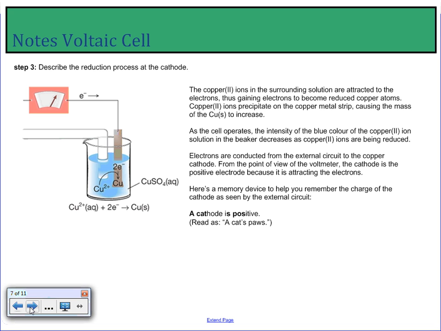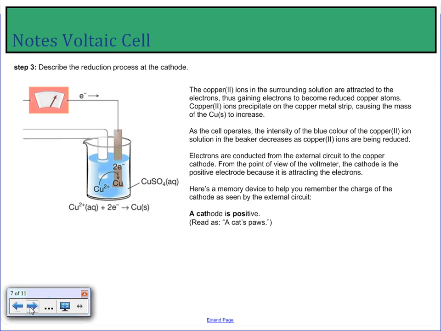Describe the reduction process at the cathode. The copper 2+ ions in the surrounding solution are attracted to the electrons, thus gaining electrons to become reduced copper atoms. Copper 2+ ions precipitate on the copper metal strip, causing the mass of the copper to increase. As the cell operates, the intensity of the blue color of the copper 2+ ion solution in the beaker decreases as the copper 2+ ions are being reduced.